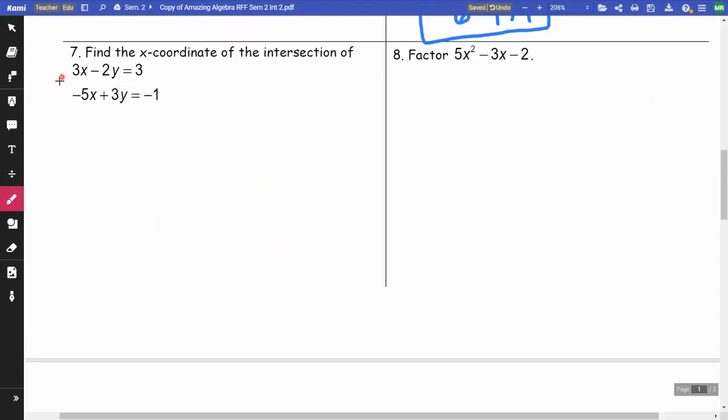On number 7, we're solving this system. They want the x coordinate. So I'm going to use elimination.